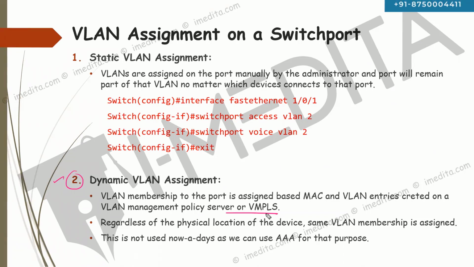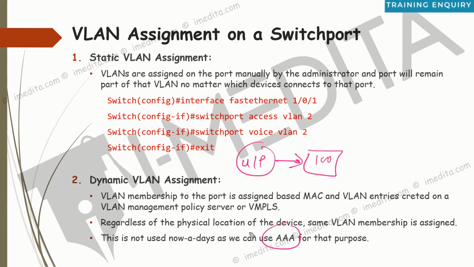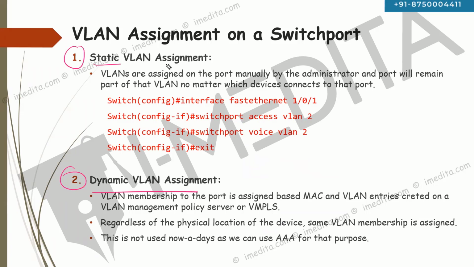When the user gets authenticated, maybe based on the username and password, the user will be given the VLAN membership from that AAA server. These are the two ways that we can use to assign the VLAN to a particular port.